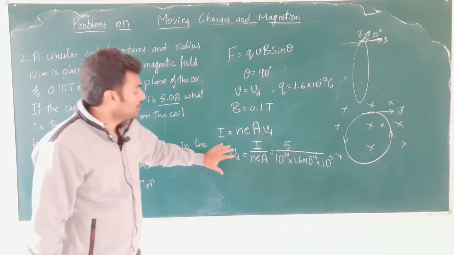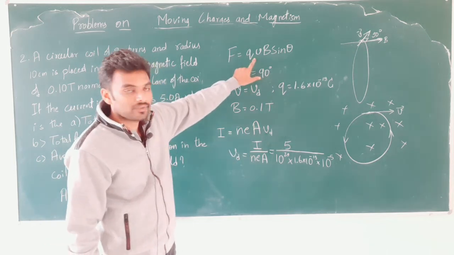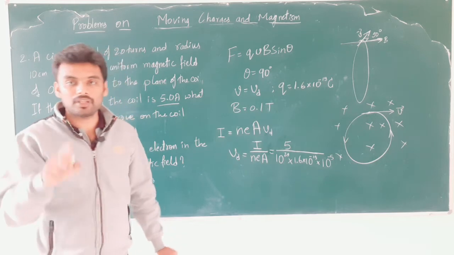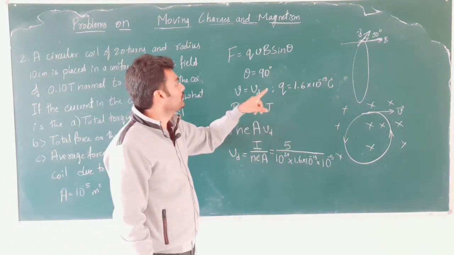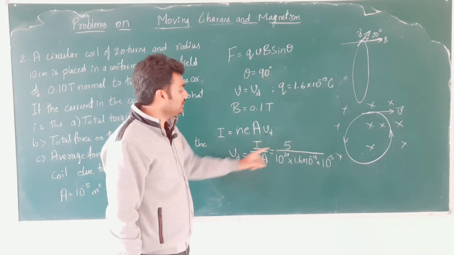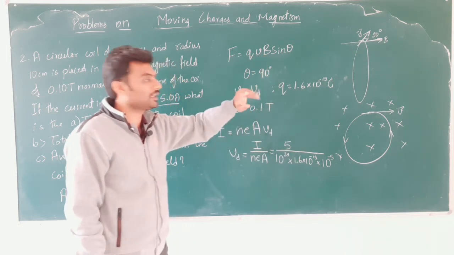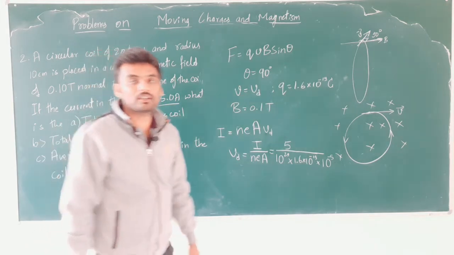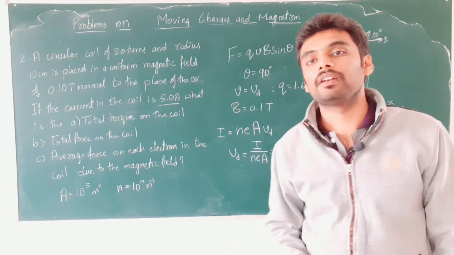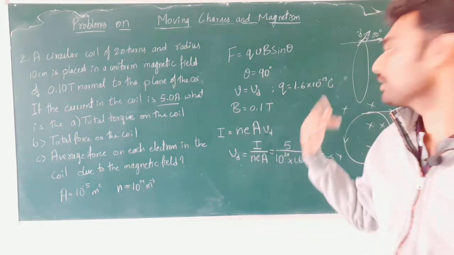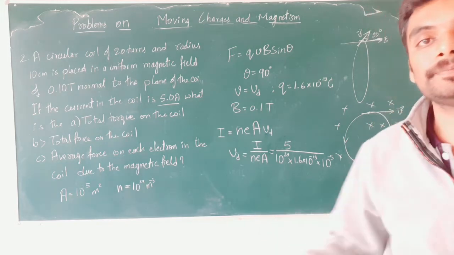After getting the value of Vd, you put that into this expression and get the value of F. You should do that. F is equal to Q. Here you have Q, Vd you take from this, B you have here, theta is 90 degrees, so sin 90 is 1. Simplify and get the value of force experienced by each electron in the coil, which are moving with the velocity of Vd.